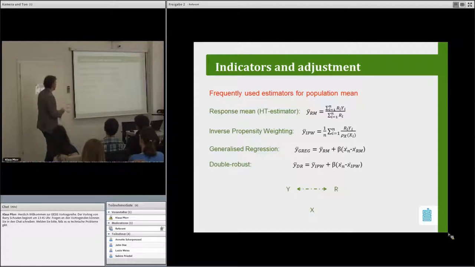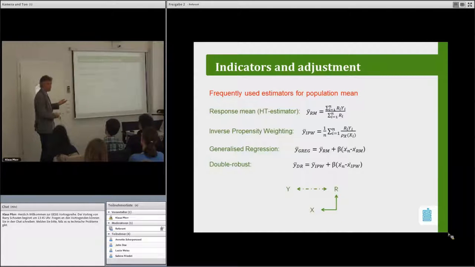So the response mean is nothing. There's some y variable, there's nonresponse and response, but it doesn't use any auxiliary information. That's what we have: the response, we take the mean, and so on. The next step would be inverse propensity weighting. Inverse propensity weighting essentially tries to understand why people respond. So you try to model the nonresponse mechanism, maybe through logistic or other kinds of regressions. What comes out are estimated response propensities, and they go into the denominator. So you weight inversely proportional to what you think is the response probability.